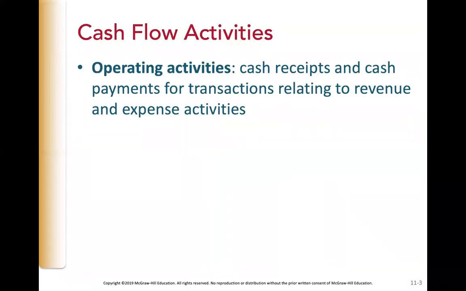Operating activities. This is the first section of the statement of cash flows. Operating activities include cash receipts and cash payments for transactions involving revenues and expense activities during the period. In other words, operating activities include the cash effects of the same activities reported on the income statement to calculate net income. Common examples of operating activities include the collection of cash from customers or the payment of cash for inventories, and we'll look at more examples in a moment.